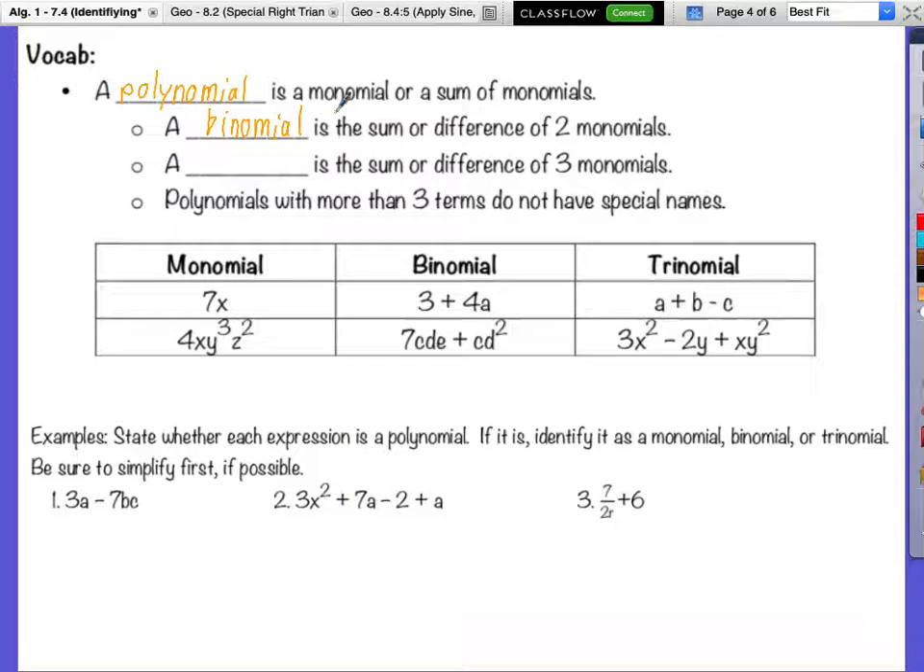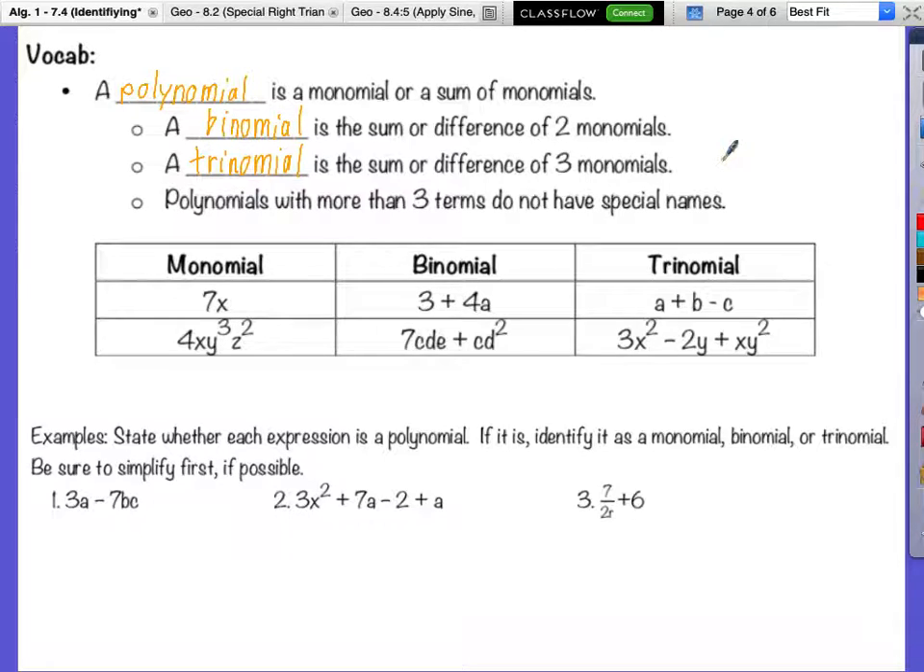What would we call it if there's a sum or difference of three monomials? Trinomial. Does that mean whenever you get 10 terms, it would be a decanomial? No, we don't call it a decanomial. If we go with polynomials with 3 or more terms, they don't have special names. So we just call it a 10-term polynomial, or a 4-term polynomial, or a 5-term polynomial, or a 6-term polynomial, or a 7-term polynomial, or an 8-term polynomial, or an octanomial.